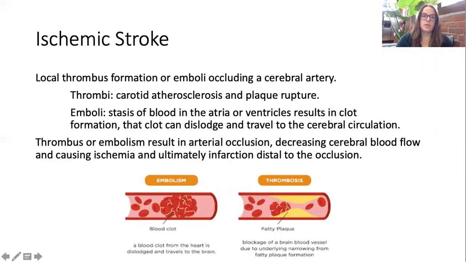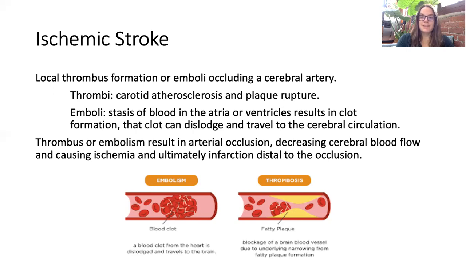Ischemic stroke. Local thrombus formation or emboli occluding the cerebral artery, resulting in decreased cerebral perfusion. Thrombi are the result of carotid atherosclerosis and plaque rupture, while emboli are the result of stasis of blood in the atria or ventricles, resulting in clot formation.